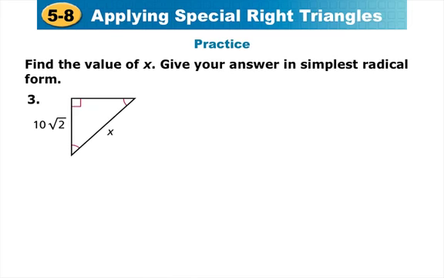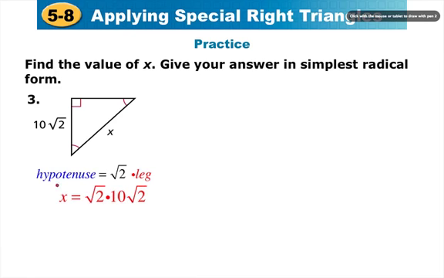Here's number 3. It says find the value of x, and again they don't tell you this is a 45, 45, 90, but you are given that these two angles are congruent, and this is already 90, so you know that these are 45. Apply the formula, substitute. In this case, the hypotenuse is x, the leg is 10 radical 2. You substitute it into the formula. And at this point, you want to multiply radical 2 times radical 2, which is radical 4. But radical 4 is equal to 2, so that's why we end up with 2 times 10. So x is equal to 20. We're done with 3. Let's move on to 4.